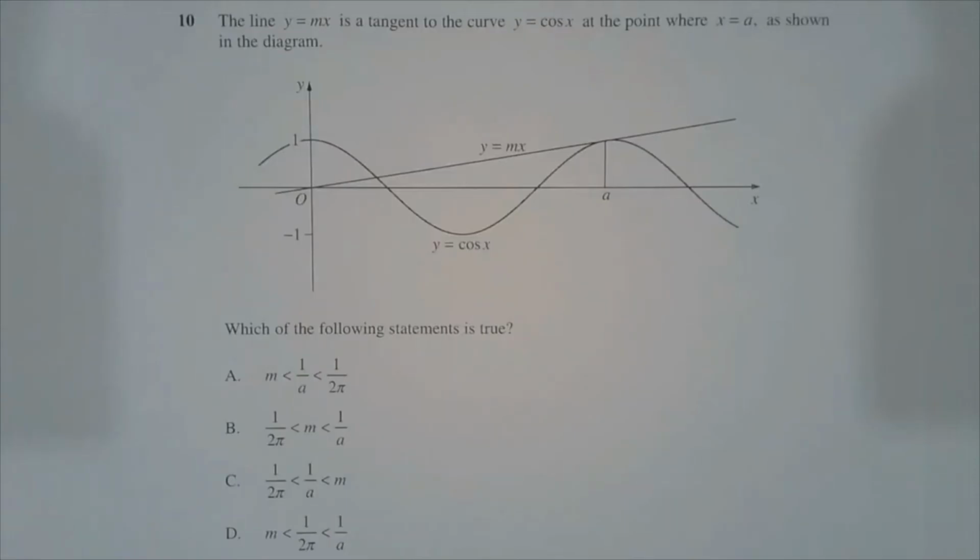Question 10. The line y equals mx is a tangent to the curve y equals cos of x at the point where x equals a, as shown in the diagram. Which of the following statements is true?